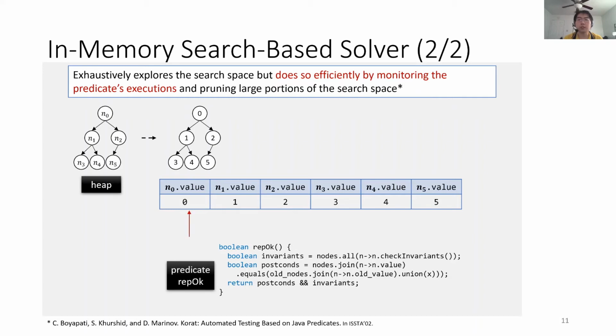The repOK starts by checking the invariants for all the nodes starting from the root node n0, and then we get n1's value to compare it with n0's value. And we found that n1, which is the left child of n0, has a larger value than n0. So that violates the invariant of the binary search tree, and the repOK fails. And when we are moving to the next state, we notice that we actually do not need to mutate any of the n2 to n5's values, because they are never accessed with the current combination of n0 and n1's values. We only need to move n1's value from 1 to 2, and that prunes a large portion of the search space.